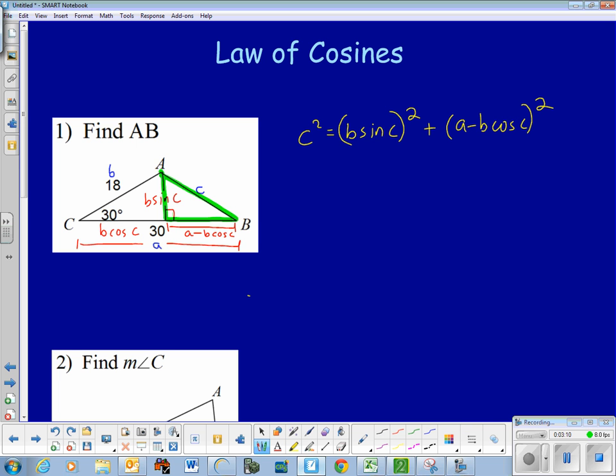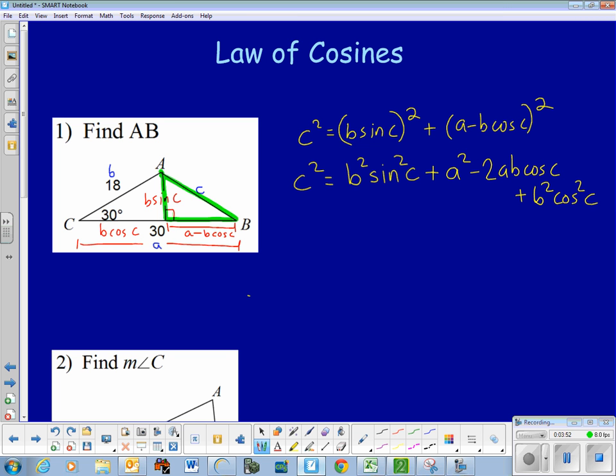Now, let's simplify that a bit. C squared equals B squared sine squared C. When you want to write sine of C all squared, you put the squared after the sine because you don't want to confuse it with the sine of C squared. Now over here, we're going to have to FOIL. We're going to get A squared minus 2AB cosine C plus B squared cosine squared C. I had to write that A minus B cosine C twice and FOIL it, multiply it all out. Do not distribute the squared to both parts.